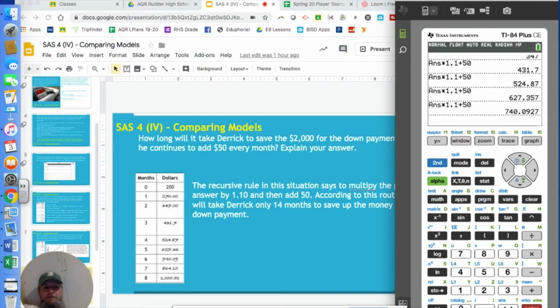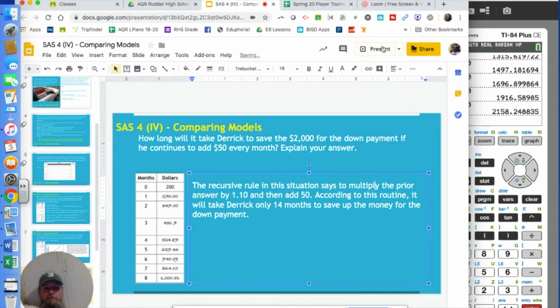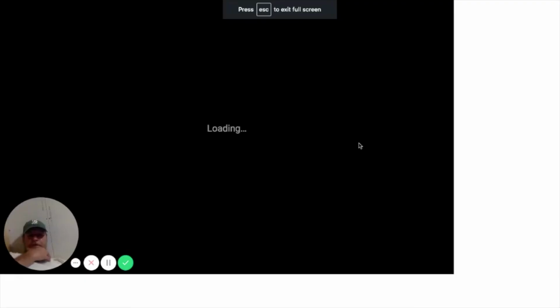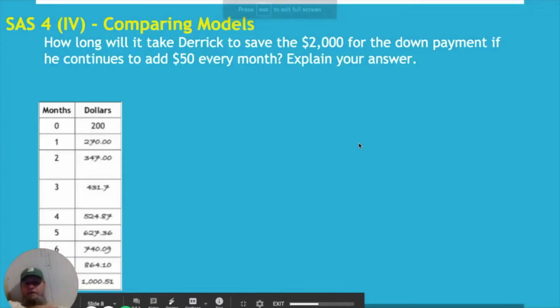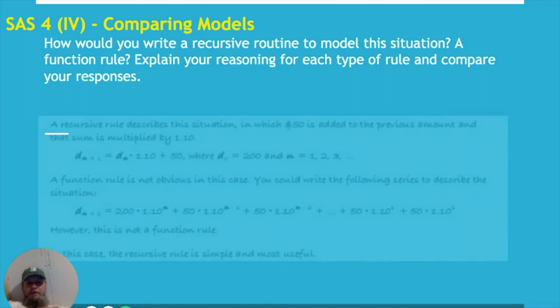Look, all I have to do is use the process. That is 8 months, 9, 10, 11, 12, 13, 14 months, just like it said. So, look at that. I misspelled that word. So, 14 months to save that money. And let's move on. How can you write a recursive routine for this situation? How about an explicit rule? Let's explain the reasoning when we write these rules and compare the responses.